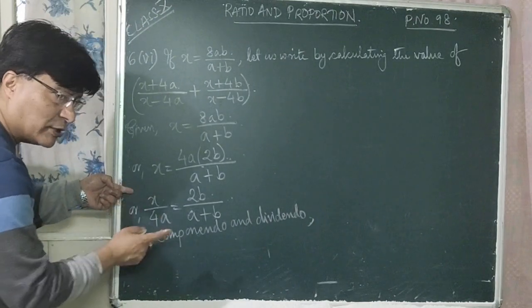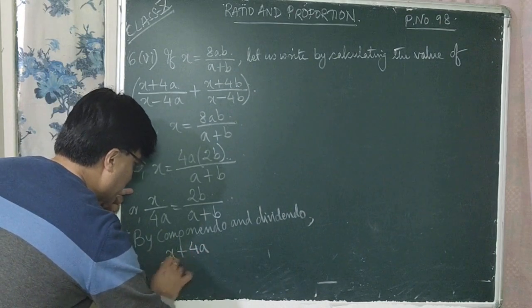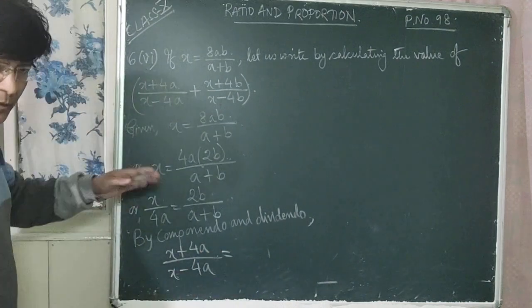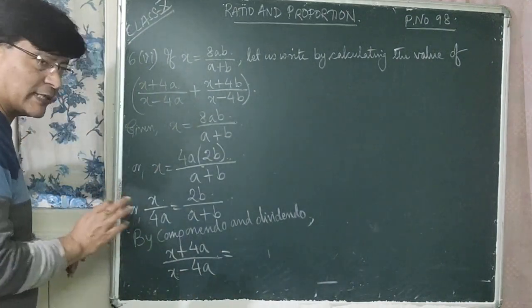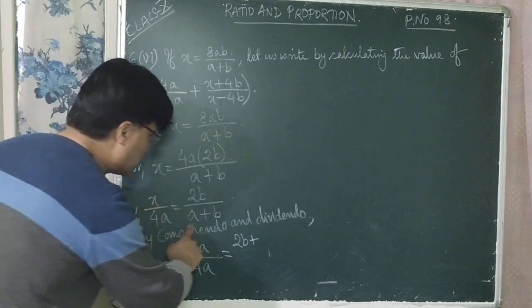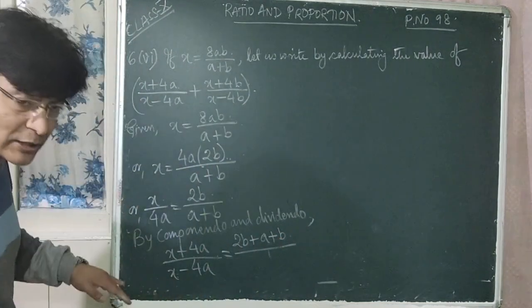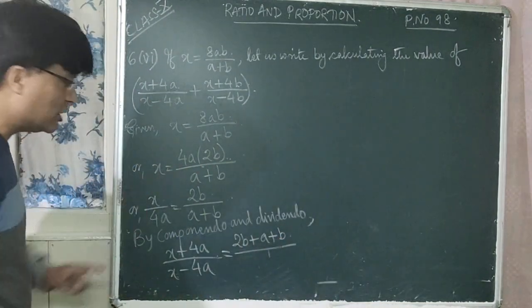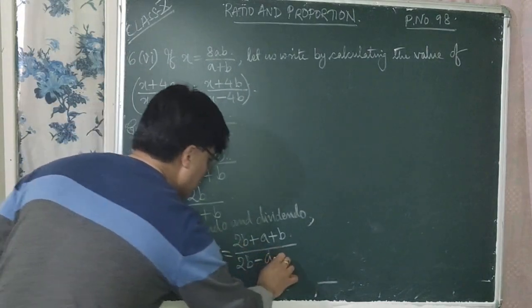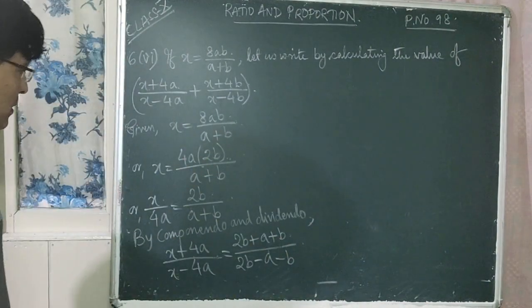You know componendo and dividendo now. So it is numerator plus denominator. That is x plus 4a divided by x minus 4a is equal to, on the right hand side also you have to write numerator plus denominator, that is 2b plus a plus b, divided by, in the denominator you have to write numerator minus denominator, that is 2b minus a minus b. Is that clear now?